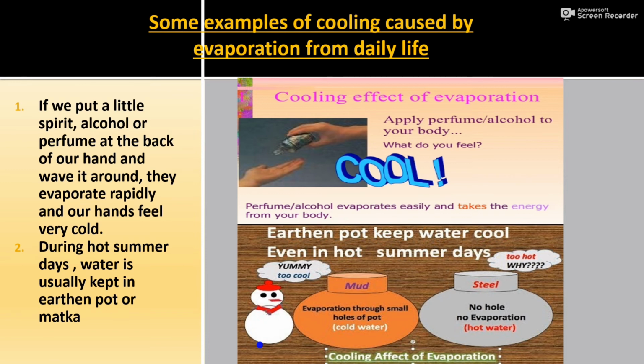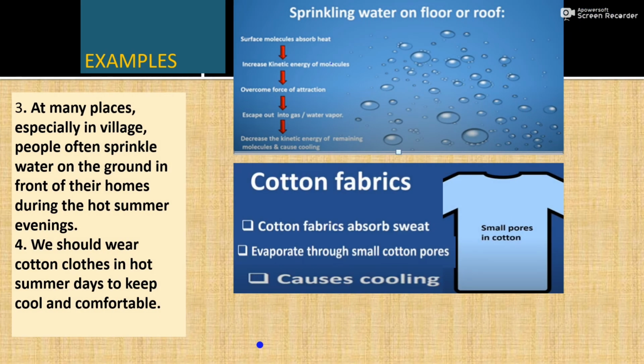Some examples of cooling caused by evaporation from daily life. If we put a little spirit, alcohol, or perfume at the back of our hand and wave it around, they evaporate rapidly and our hands feel very cold. During hot summer days, water is usually kept in an earthen pot or matka. Due to this phenomenon, it becomes cool, it remains cool.